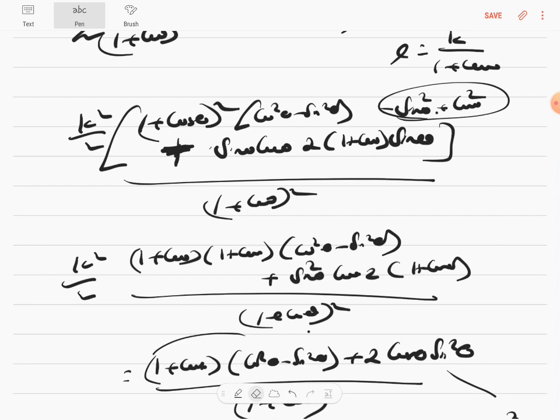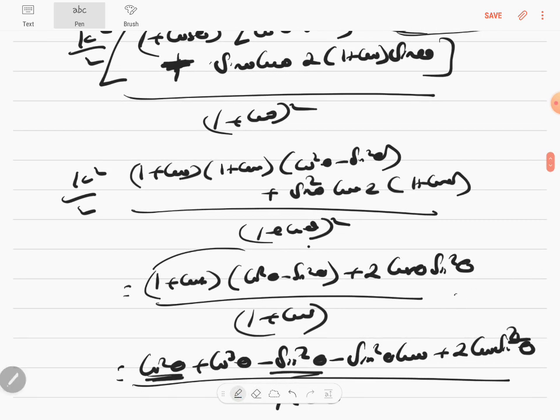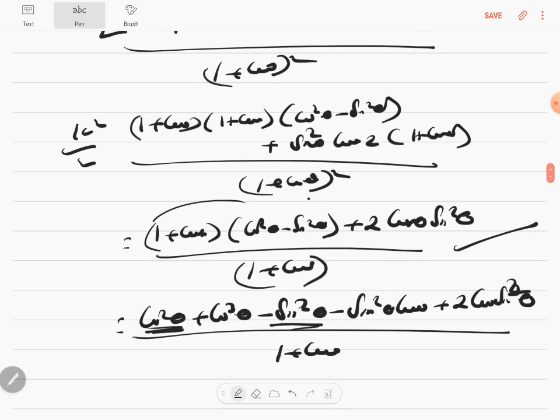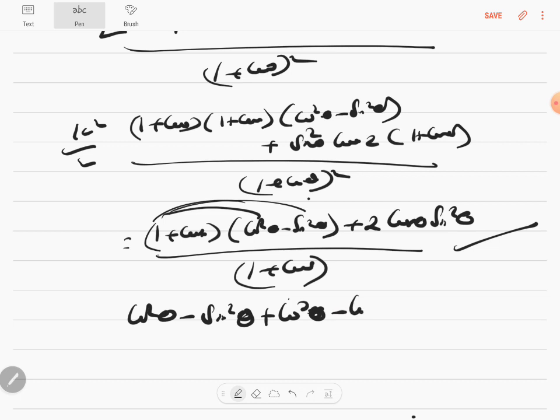1 plus cos theta into cos square theta minus sin square theta plus 2 into 1 plus cos theta is gone, sin square theta cos theta. Yeah, till here it's correct. After that I'm writing cos square theta plus cos cube theta minus, okay, this is where when I'm multiplying it inside I've made a mistake. Let's see. So it's cos square theta minus sin square theta plus cos cube theta minus cos theta sin square theta plus 2 cos theta sin square theta.